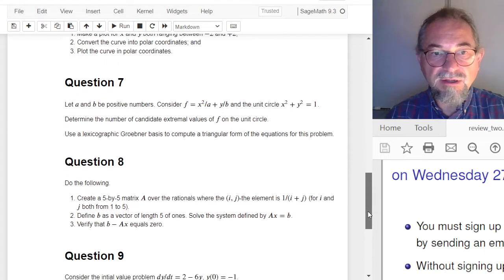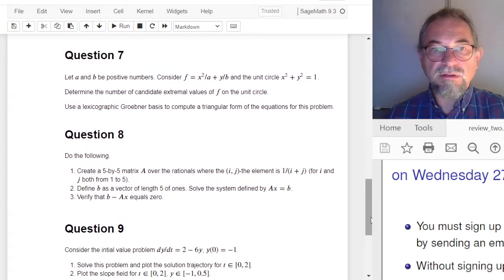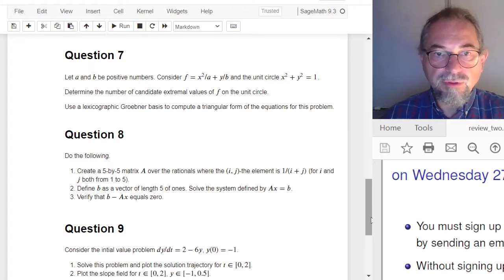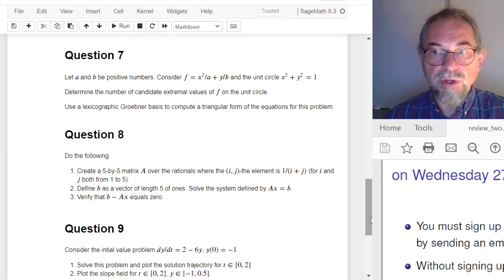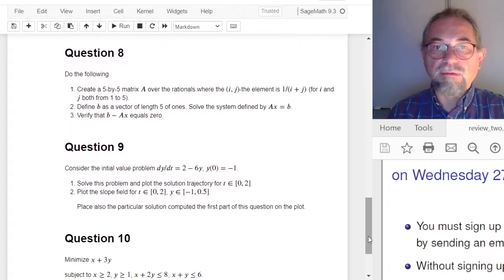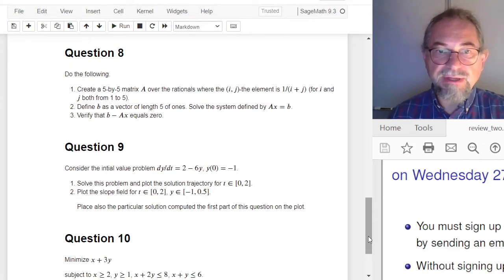Question 7 is a problem where one is asked to compute the number of extremal values, or the number of critical points of a function subject to a constraint. The constraint is here simply the unit circle. In the lecture we solved a more complicated three-dimensional problem where the constraint was a sphere. Set up this problem and then use a Gröbner basis to solve it. We started in the lectures doing question 8. We call this the Hilbert matrix. Here use this Hilbert matrix to solve a linear system.